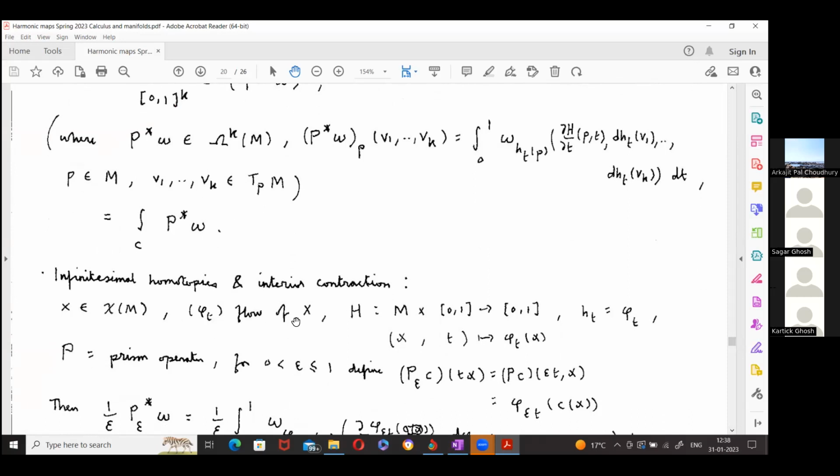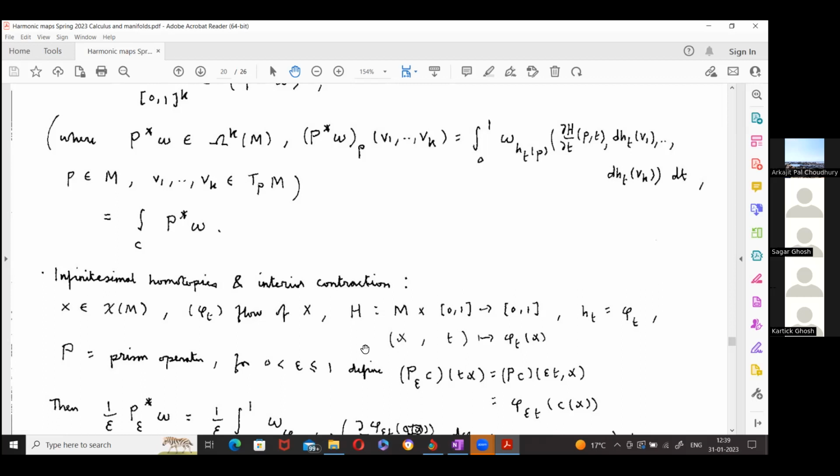Then I get a homotopy, or this is a typo here, from M to itself. So from M cross [0,1] to M. This should be an M, not [0,1] here. So (x, t) goes to phi t of x. So this is a homotopy between phi 0, which is identity, and phi 1. Let P be the corresponding prism operator for this homotopy H.